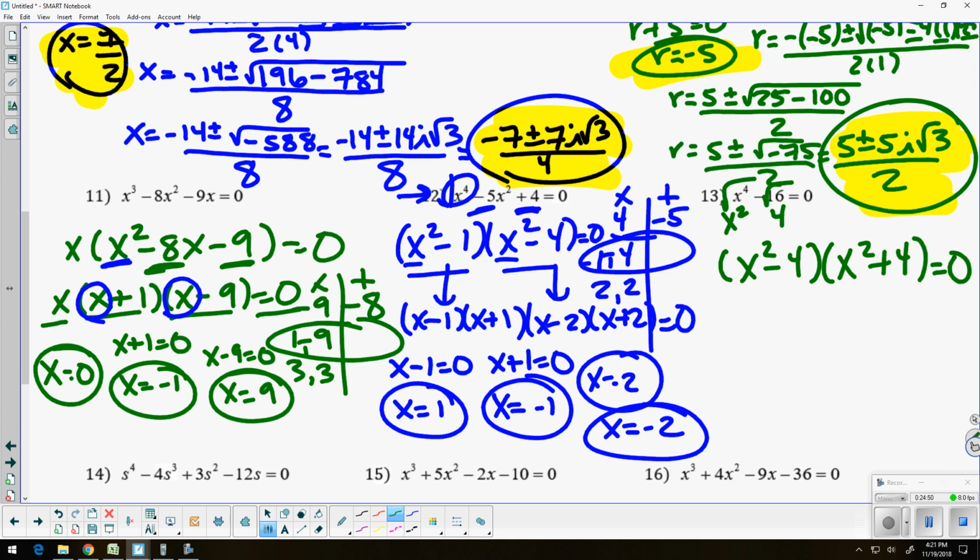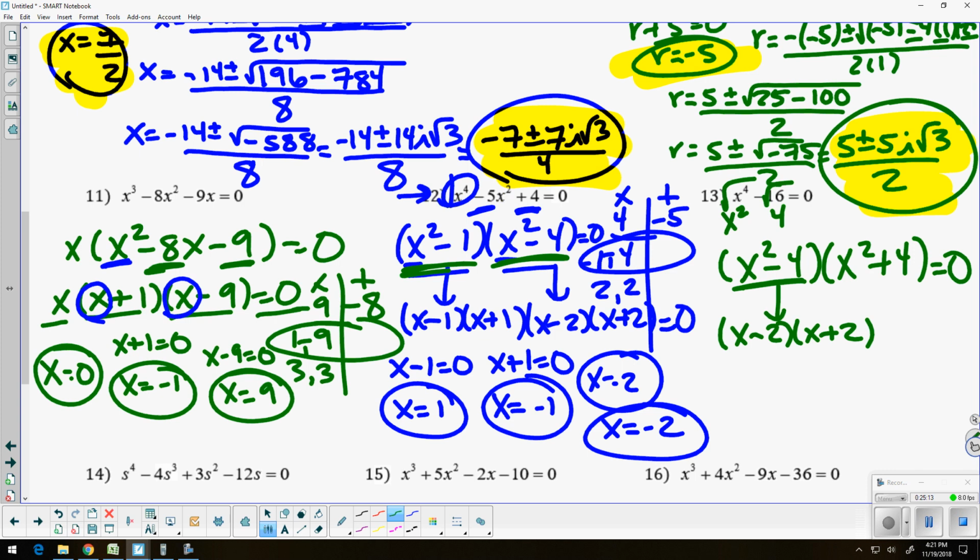So very similar to the previous problem, right? Where we had these difference of squares, x squared minus 1, x squared minus 4, similar idea. But now you have yet another difference of squares. X squared minus 4 could be factored even more. So if you break that down, just like the last problem, this would be x minus 2, x plus 2. But the x squared plus 4 cannot be factored.